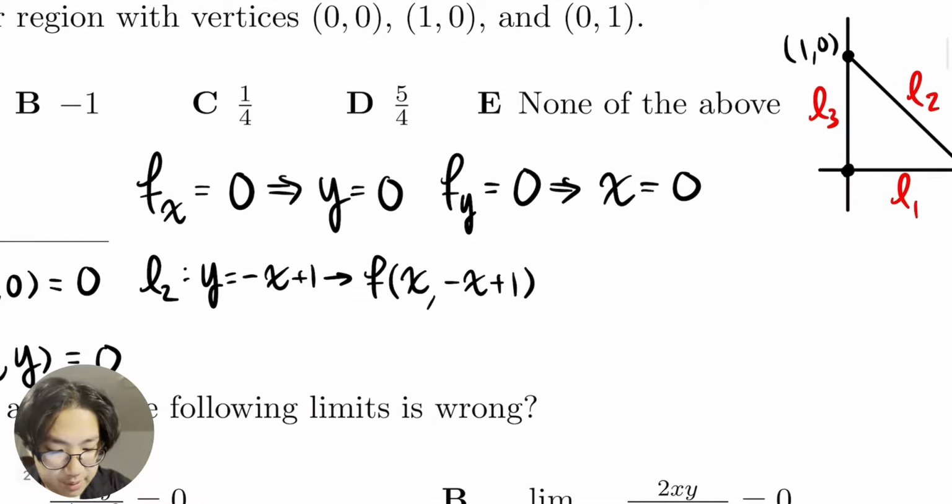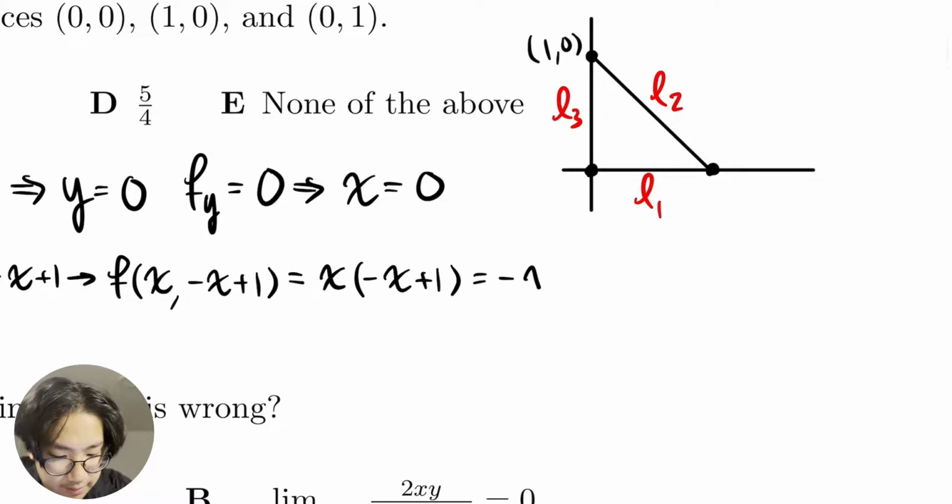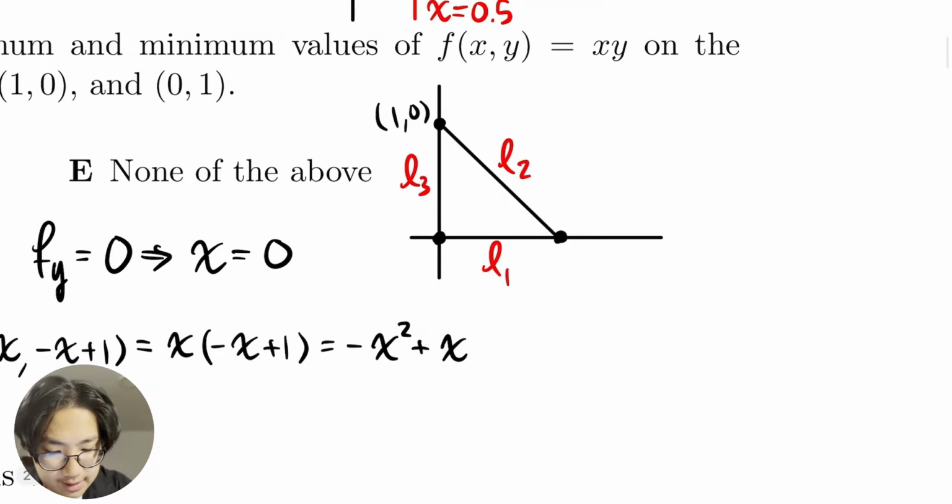And then we can actually evaluate this, right? Because this isn't just going to equal 0. So we have x times (-x plus 1), which is -x squared plus x. And notice that this is for x between 0 and 1.